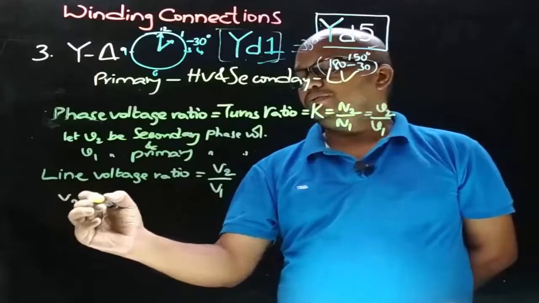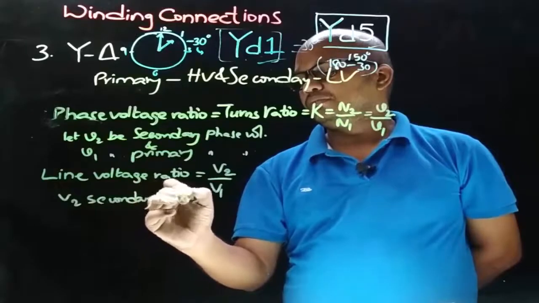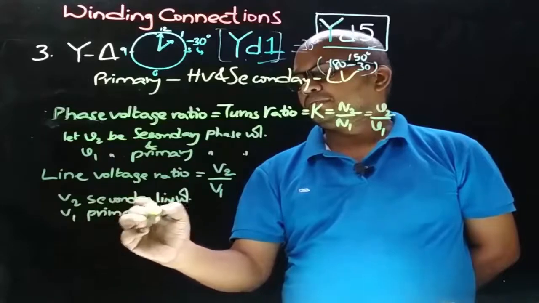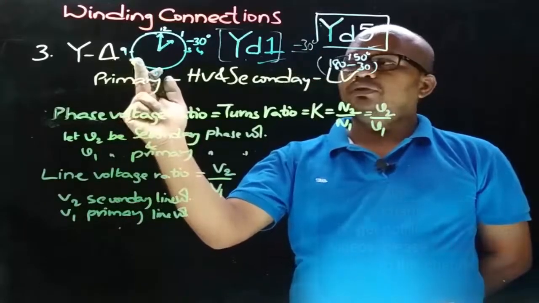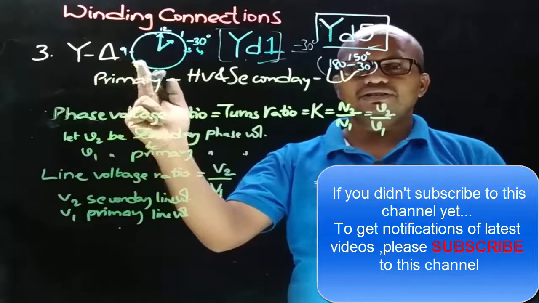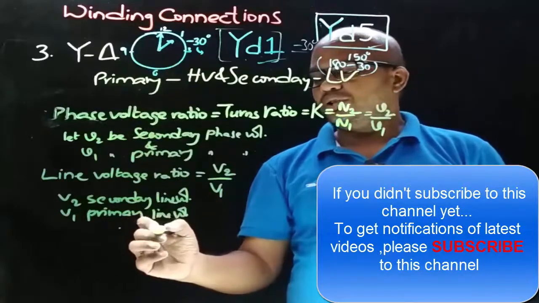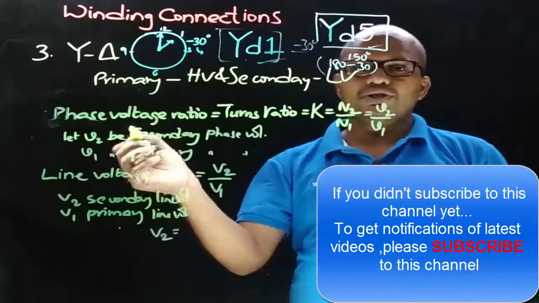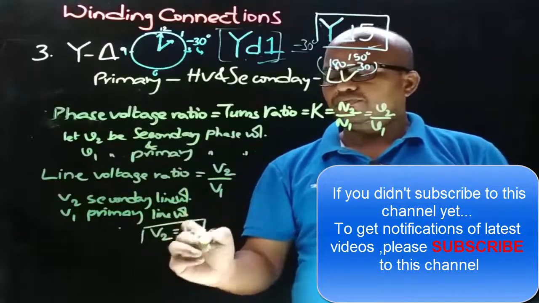So V2, secondary line voltage, and V1, primary line voltage. The secondary side connection is delta, therefore the relation between line voltage and phase voltage for delta connection is that line voltage is equal to phase voltage. So here line voltage V2 on the secondary side is equal to the phase voltage on the secondary side, small v2. Therefore this is one relation.